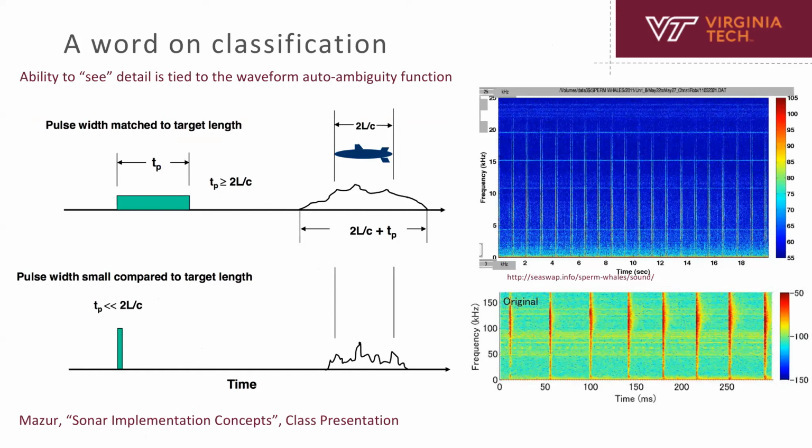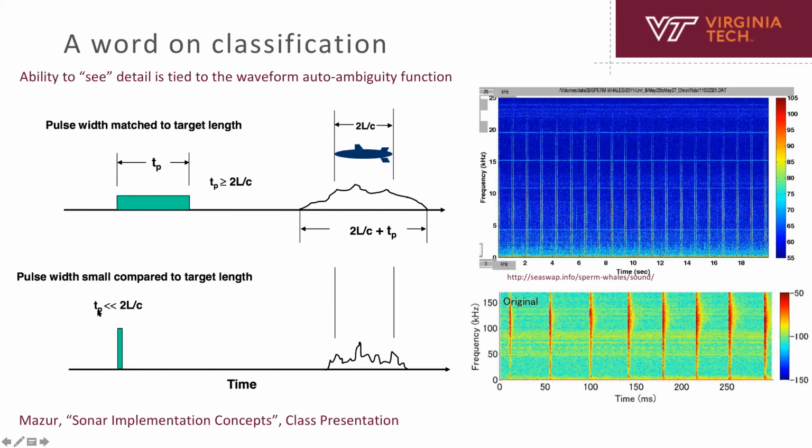And related to the target, here's some whale and dolphin clicks. And you can relate that to the target. If you have a pulse that's this length T sub P, whose duration is appreciable compared to the length of the target you're trying to image, what you get back is just a big blob, right? And for classification, I would imagine that if you want to tell a bug from a waving leaf, this isn't going to help you much.